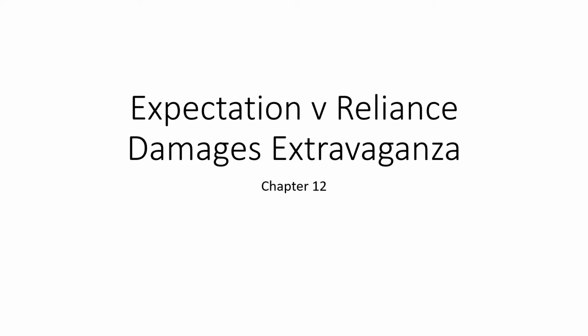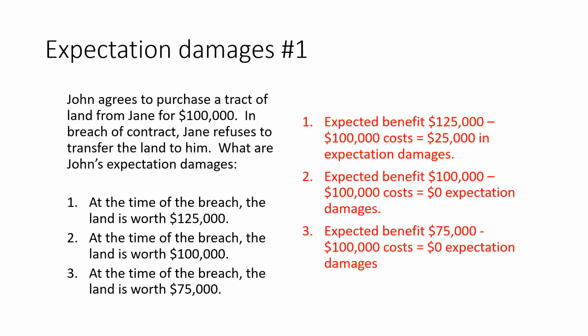I want to provide a few examples of expectation and reliance damages and how they are calculated just to supplement the textbook a little bit. So let's take a look at a couple examples. The first example, John agrees to purchase a tract of land from Jane for 100 grand. Jane breaches the contract, refuses to transfer the land to him. What are John's expectation damages?